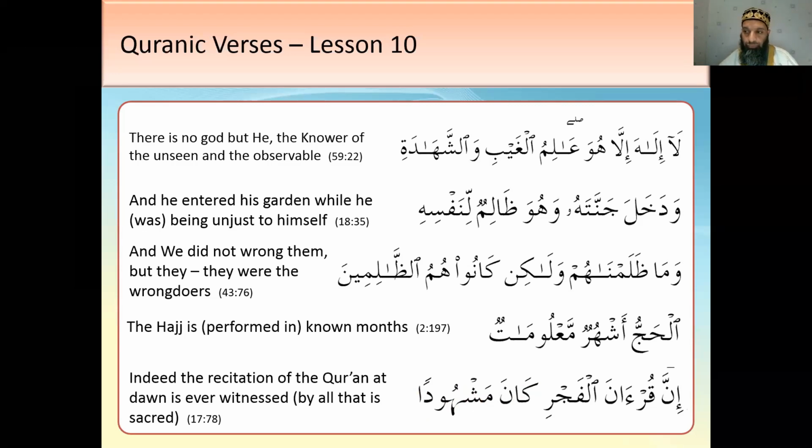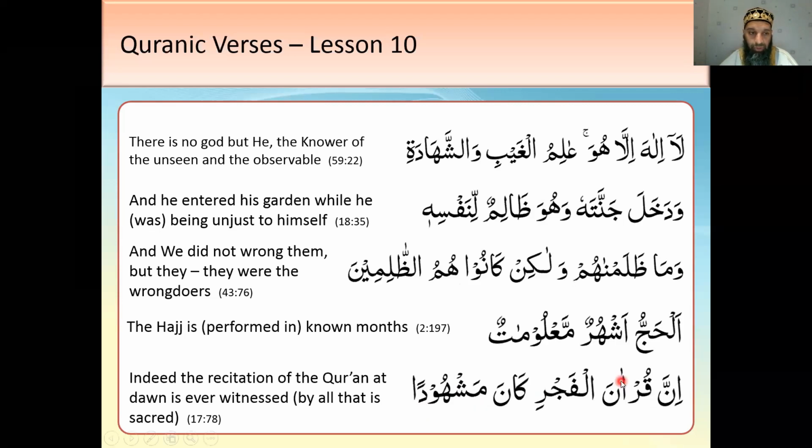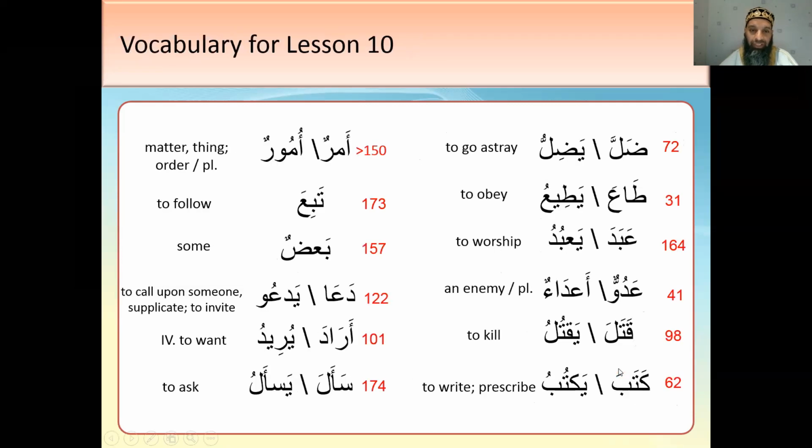That's the Arabic font, the other one on the font. Not letting you off on the last lesson, you still have to do this. Amrun, umurun, 150 times, matter, thing, order. Tabi'a means to follow. Tabi'in, those who followed and those who followed them in the early generations. Ba'dun, some.